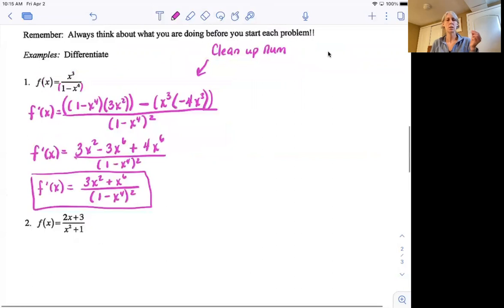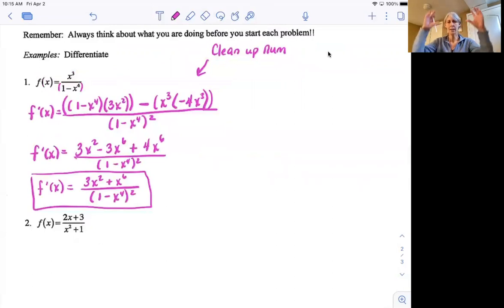So the hardest part of the quotient rule is after you get that first expression, the cleanup part. Always remember that minus sign in between and make sure you distribute it onto your terms.